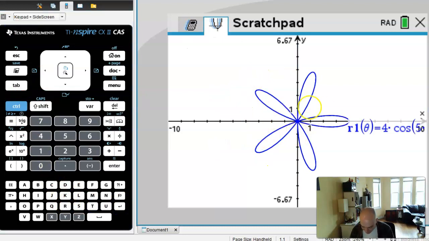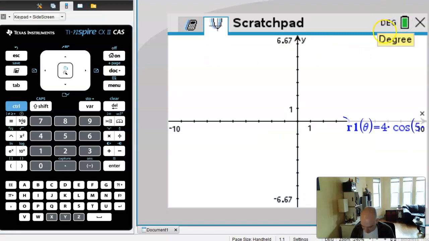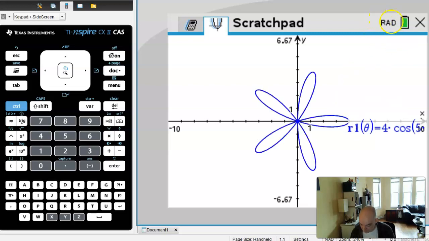But that's how you do a table in your Nspire, and that's how you graph a polar function on your Nspire. If you have an Nspire that's in degree mode, you will not get a good polar graph or a good table. The easy way to fix it in the scratch pad is to use your trackpad to move the cursor all the way over. I'm going to use my real mouse and click rad. Oh my gosh, it switches to degree. Notice in degree, it's only plotting 0 to 6 degrees. Not very useful. So if you switch it to rad, it will actually plot the whole thing for you.